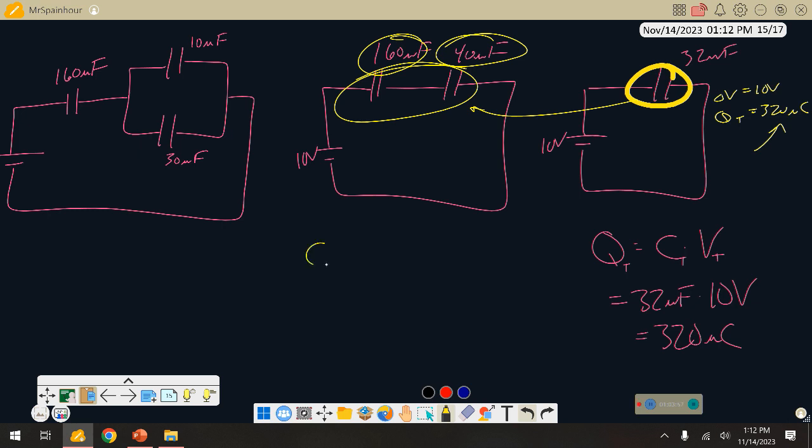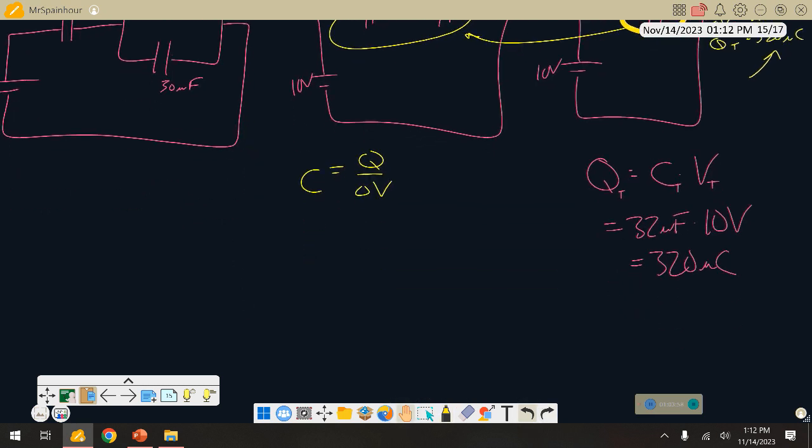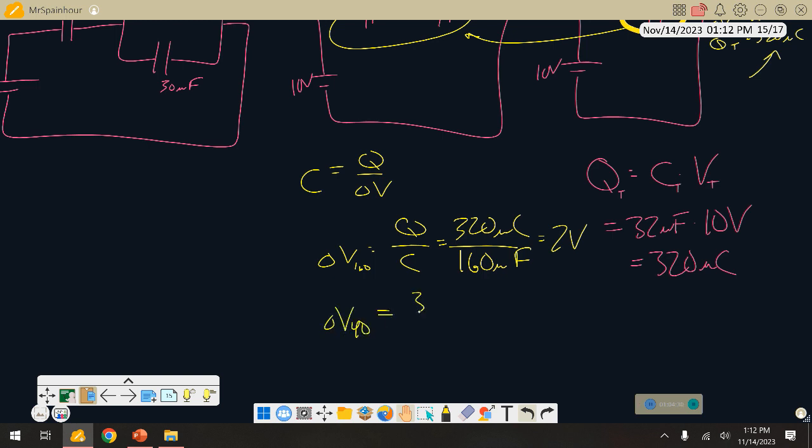So what can we do with that? Well, we know capacitance. So watch here, just me doing algebra. Delta V equals Q over C. So the Q is 320 microcoulombs, and the C for the first one is 160. You could probably do this one in your head. 320 divided by 160 is 2 volts. And that would be for the 160. The voltage for the 40 is also 320 over, because the charge is the same, but the capacitance is now 40. And I get 8 volts.